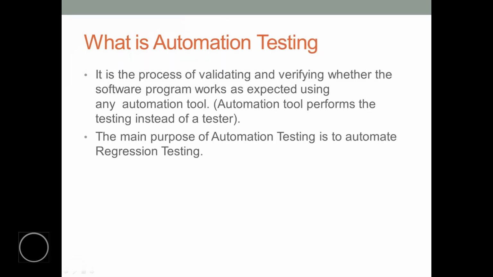So moving on to the next slide. What is automation testing? It is the process of validating and verifying whether the software program works as expected using any automation tool. These four words have been added to the very first slide where I showed you the definition of testing. In that definition, if you just add four more words, using any automation tool, we'll call it automation testing. So an automation tool performs the testing instead of a tester. That's what we call it.